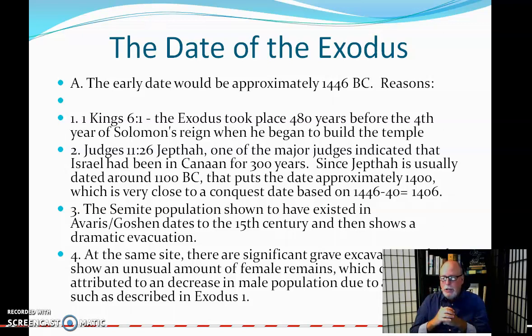The Semite population is shown to have existed in Avaris, in Goshen, and there is a demographic that shows a dramatic evacuation of the Semite population during that time. Incidentally, there are some significant grave excavations correlating to the edict of the Pharaoh to kill all the male children that show an unusual amount of female remains. Kind of an interesting twist on some of the demographics related to grave excavations.